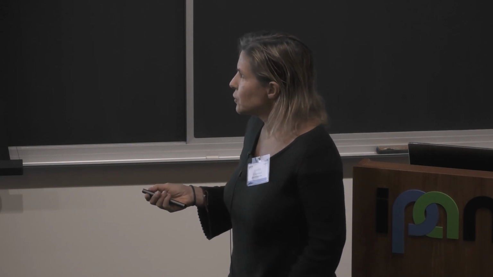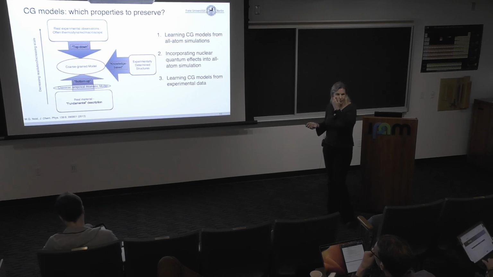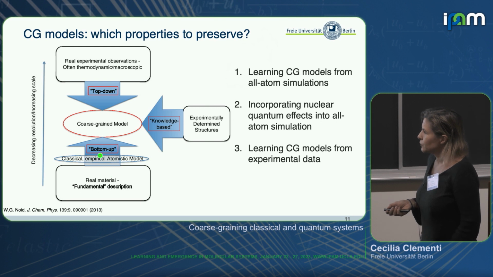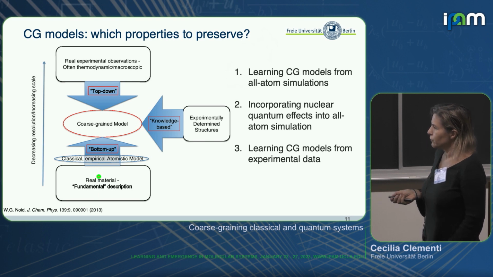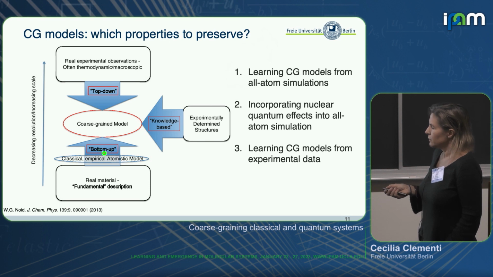In designing this energy function, you need to decide what you want to preserve, because you are doing a dimensionality reduction, so you cannot preserve everything. You may want to do a bottom-up approach, really integrating out degrees of freedom, like a kind of renormalization approach, where you preserve a fundamental description. You may want to start really from the Schrödinger equation, then do a machine learning force field, and then go up to the coarse-graining force field.